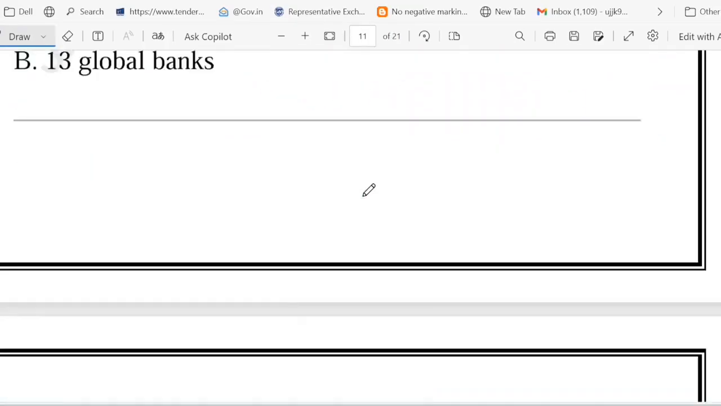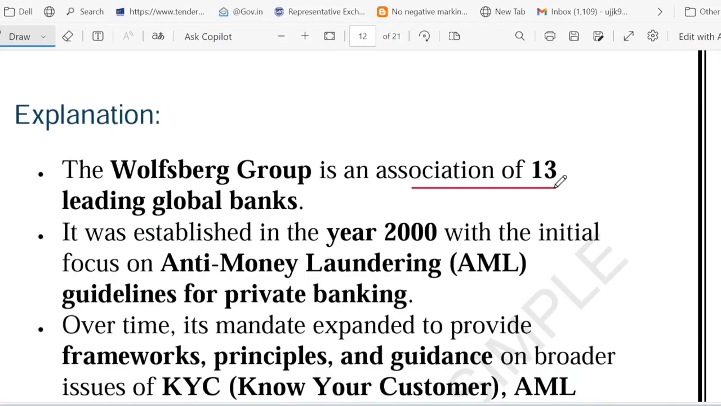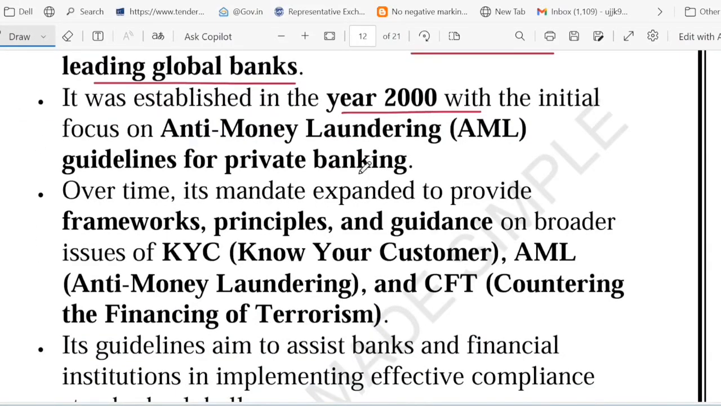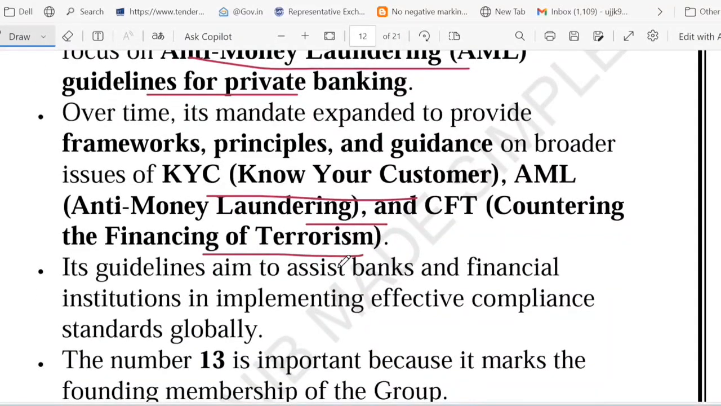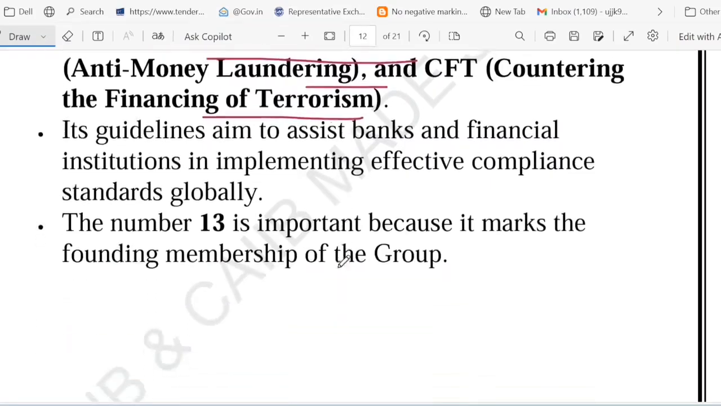So let's quickly summarize the key points. What we have discussed: it is an association of 13 leading global banks. First point, it was formed in the year 2000. It focuses on anti-money laundering, KYC, and CFT, countering the financing of terrorism. So whenever you see this in the exam, remember: 13 banks fight financial crime together.